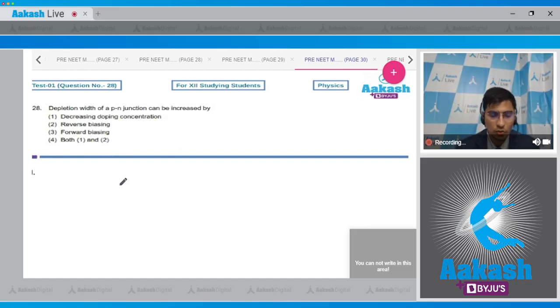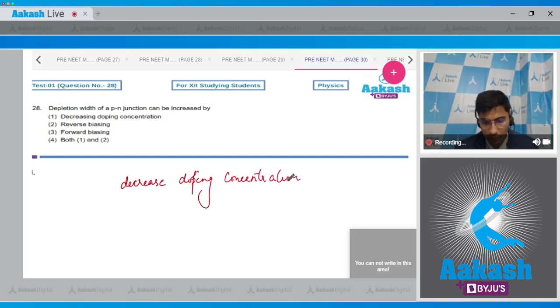Students, depletion width increases on decreasing the doping concentration. So if we decrease the doping concentration, the depletion width increases. It also increases when we apply reverse bias. So in case of reverse biasing as well, the depletion width increases, and hence for this question, dear students, the correct answer is option number 4.